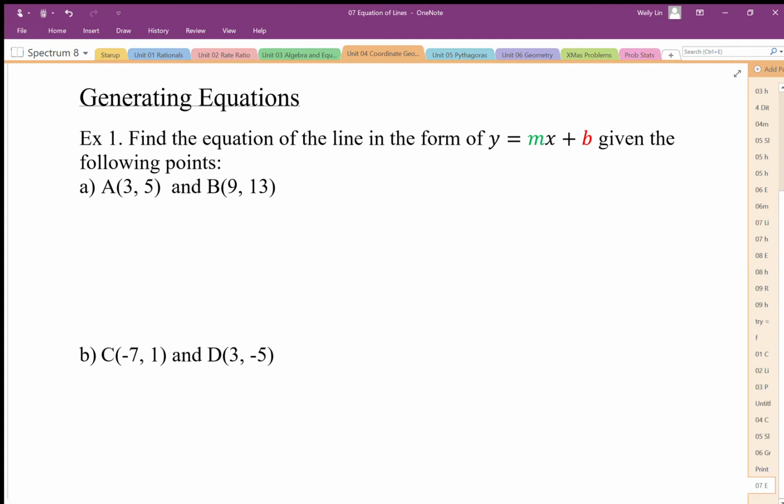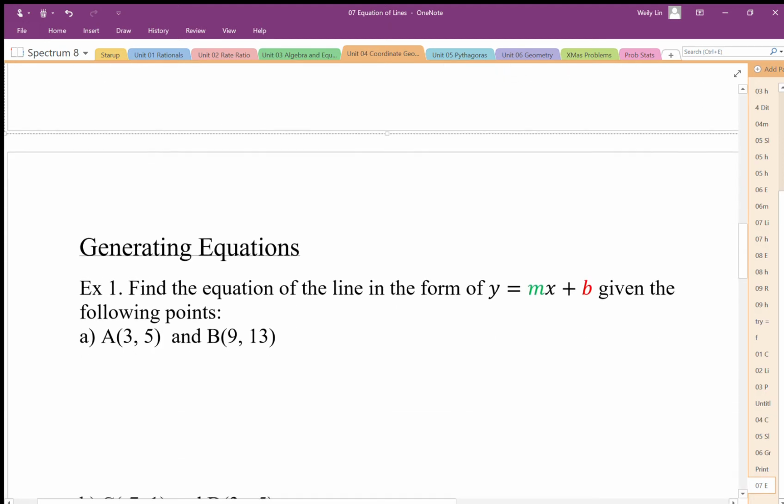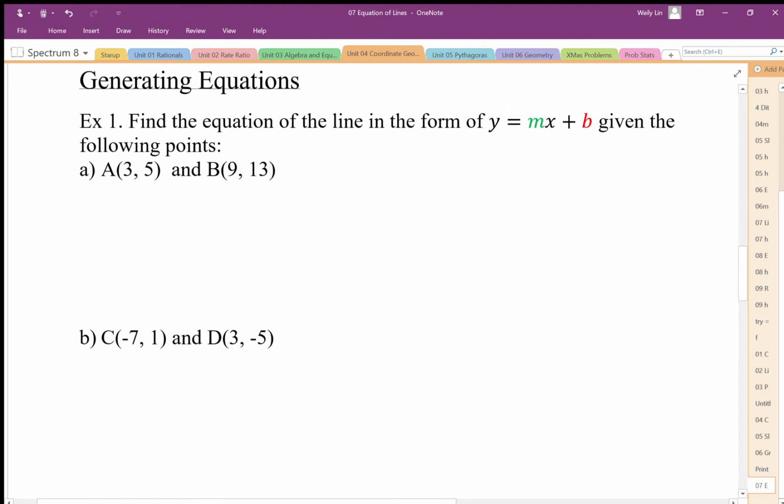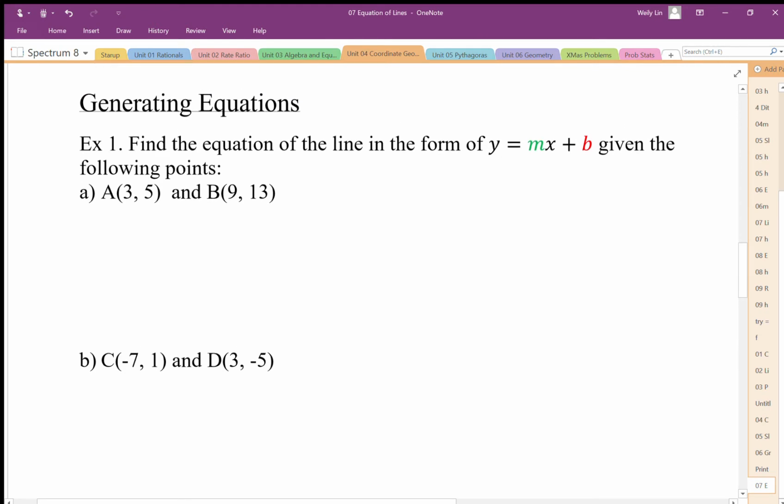So if we want to find the equation of the line, we just need to figure out the slope or the multiplier and the y-intercept, which is a constant value. If we can figure out those two parts, we can write the equation in graphing form.